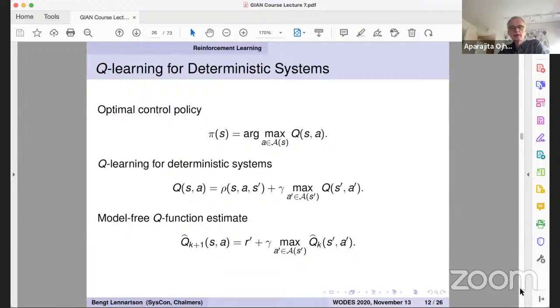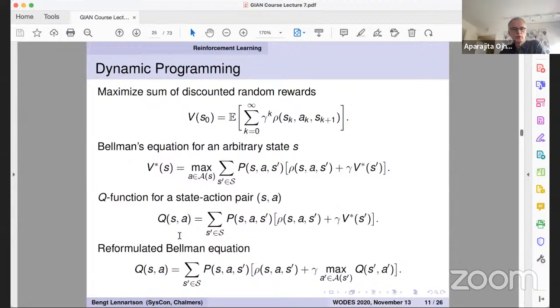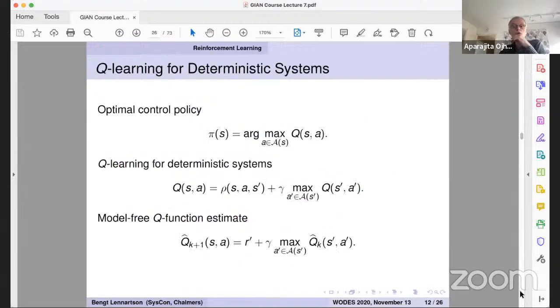And then it's interesting that if you take this deterministic version, it's definitely different to the stochastic or the probabilistic one, because the P function has now disappeared. But when you go for, so to say, the online or the model-free Q function estimate, you will get exactly the same result as in the deterministic case as we have already derived.